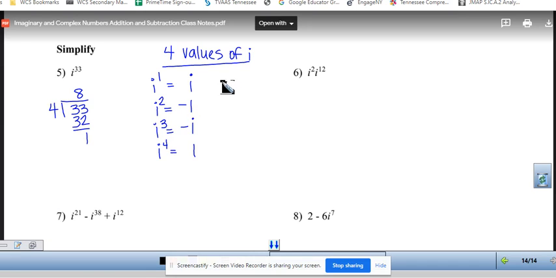So this is how it works. A remainder of 1 is the first value. Remainder of 2 is the second value. Remainder of 3 is the third value. And if it divides evenly and has no remainder, then it's number 4. So the answer to number 5 right here, i to the 33rd power, is remainder of 1, which is i.